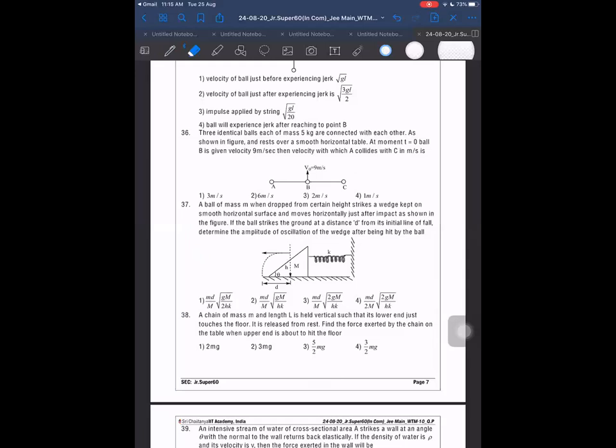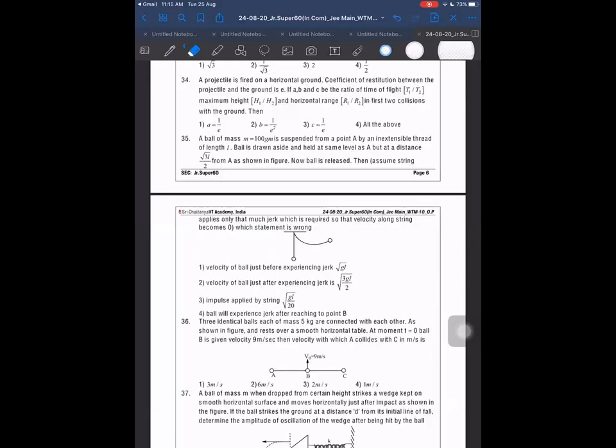Sir, in 41, option 3 is 1 by 20 root over GL coming, sir. Okay, let me check. Option 35 is wrong. Which answer should be the correct answer? Actually, sir, options 2, 3, 4 are wrong, three are wrong only. Then they should have asked which statement is correct. Then the answer will be 1.